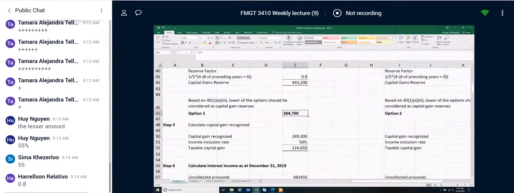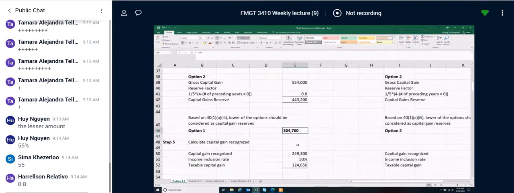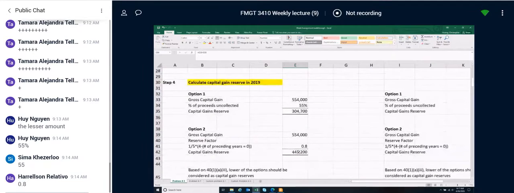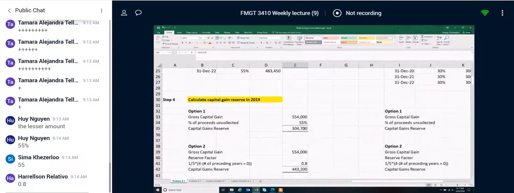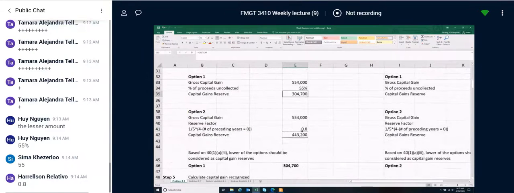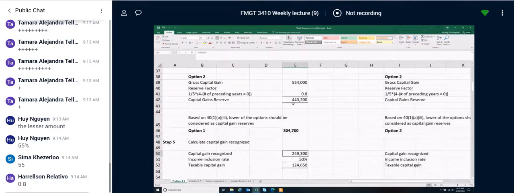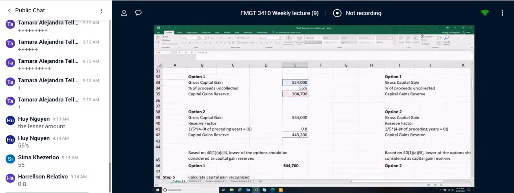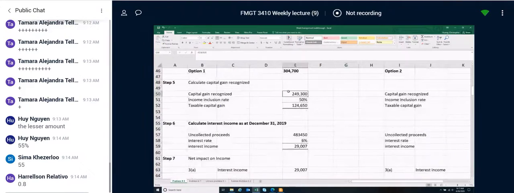So if you take a look at your capital gain, it's going to be 554 less 304,700. That's going to give you 249,300. 249,300 times 50% gives you 124,650 as a capital gain.